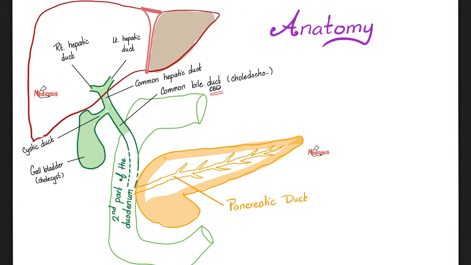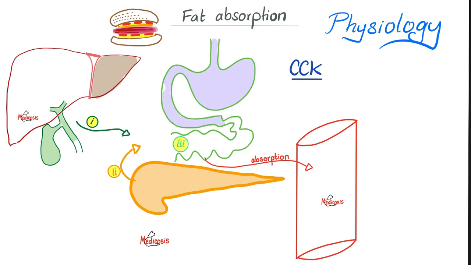Why did the common bile duct and the pancreatic duct join each other? Glad you asked, because this has to do with physiology. Fat absorption. When you eat a fatty meal, you will need 3 organs just to absorb this fat. First organ is the liver and the biliary system. Second organ is the pancreas.